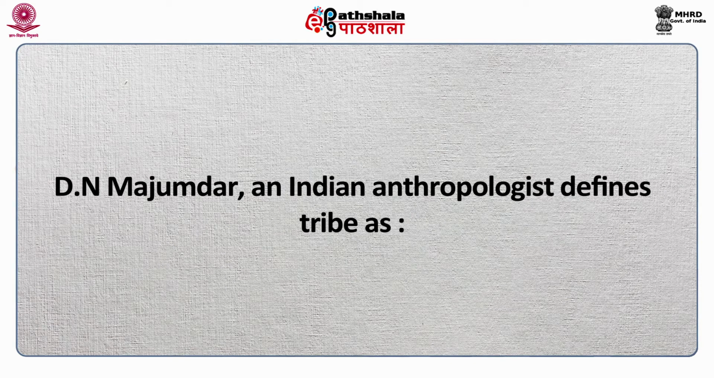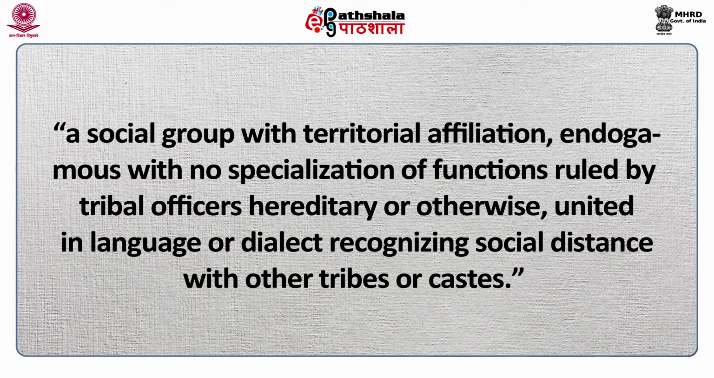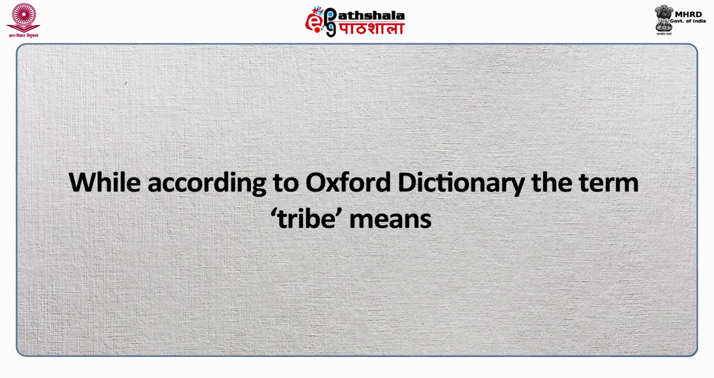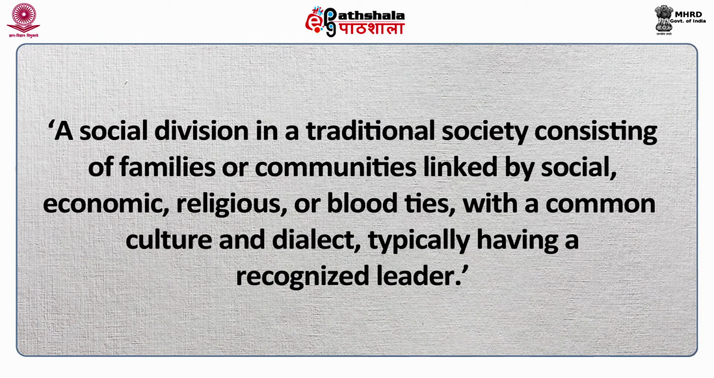Dhirendra Nath Majumdar, an Indian anthropologist, defines tribe as a social group with territorial affiliation, endogamous with no specialization of functions, ruled by tribal officials, hereditary or otherwise, united in language or dialect, recognizing social distance with other tribes or castes. While according to the Oxford Dictionary, the term tribe means a social division in a traditional society consisting of families or communities linked by social, economic, religious, or blood ties with a common culture and dialect, typically having a recognized leader.